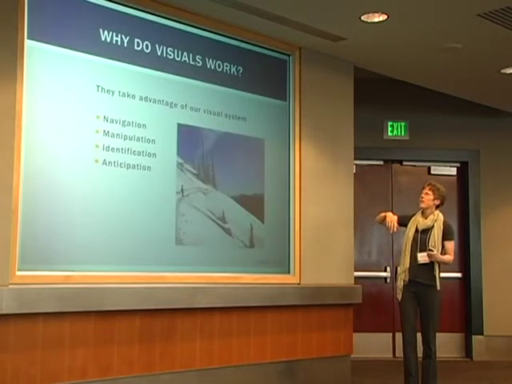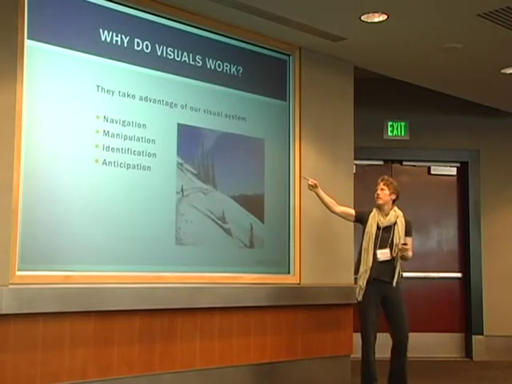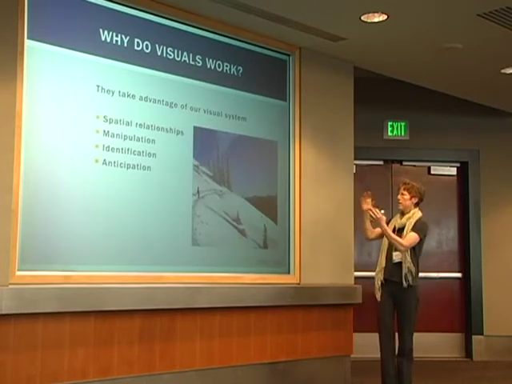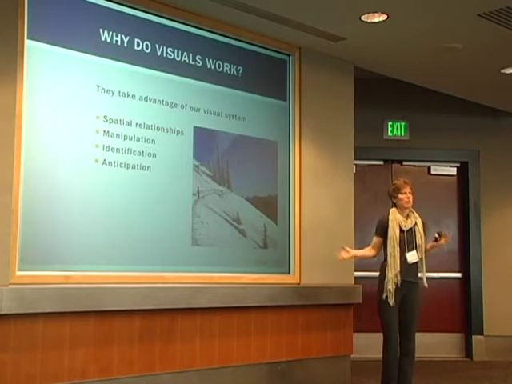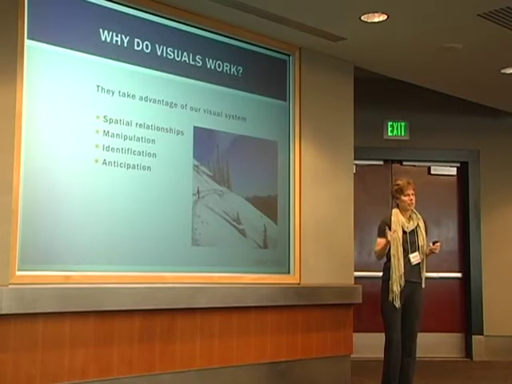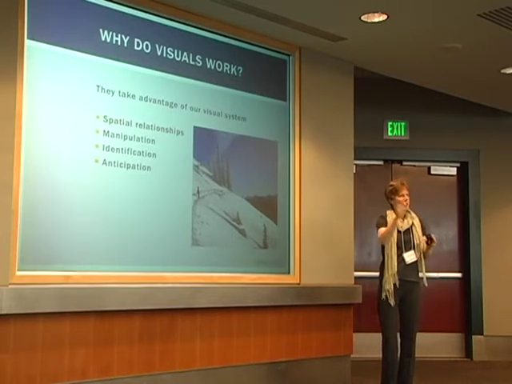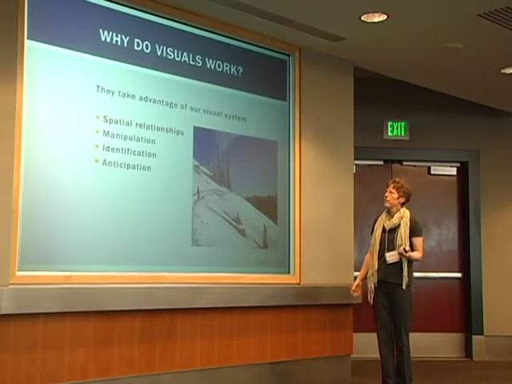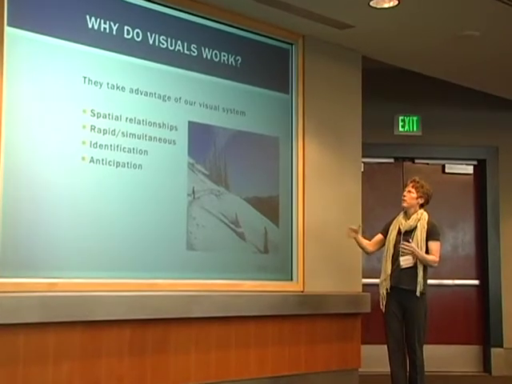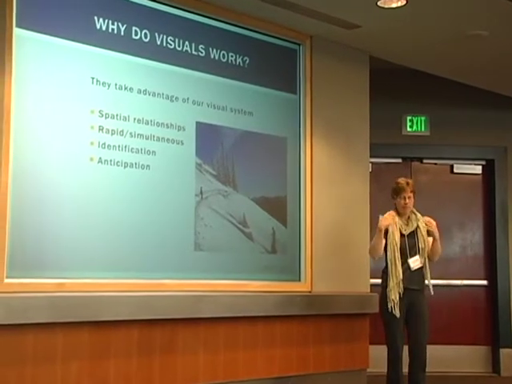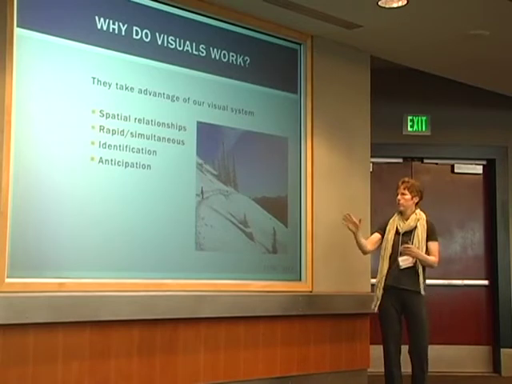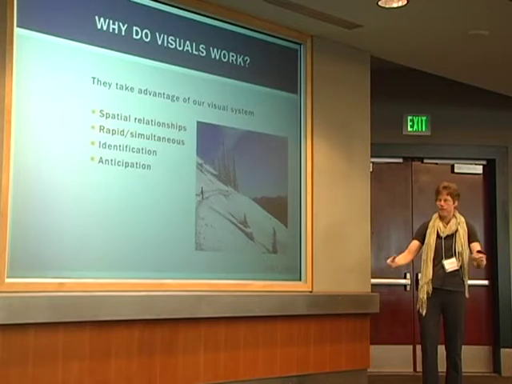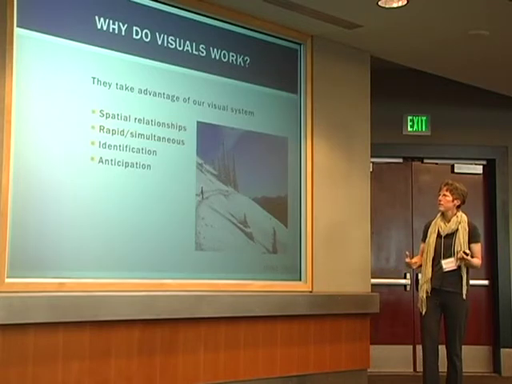So we need to step back and ask what the visual system needs to do in order to enable us to navigate effectively. It needs to enable us to perceive spatial relationships, and our visual system is extremely good at that. Immediately we see what's where and how it relates to ourselves and other things in the environment. In order to manipulate, we need rapid and simultaneous feedback. We need to immediately see the impacts of what we've done. No time delay, and it needs to be simultaneous. We can't just see what happens here and then what happens here. It needs to all come to us simultaneously.